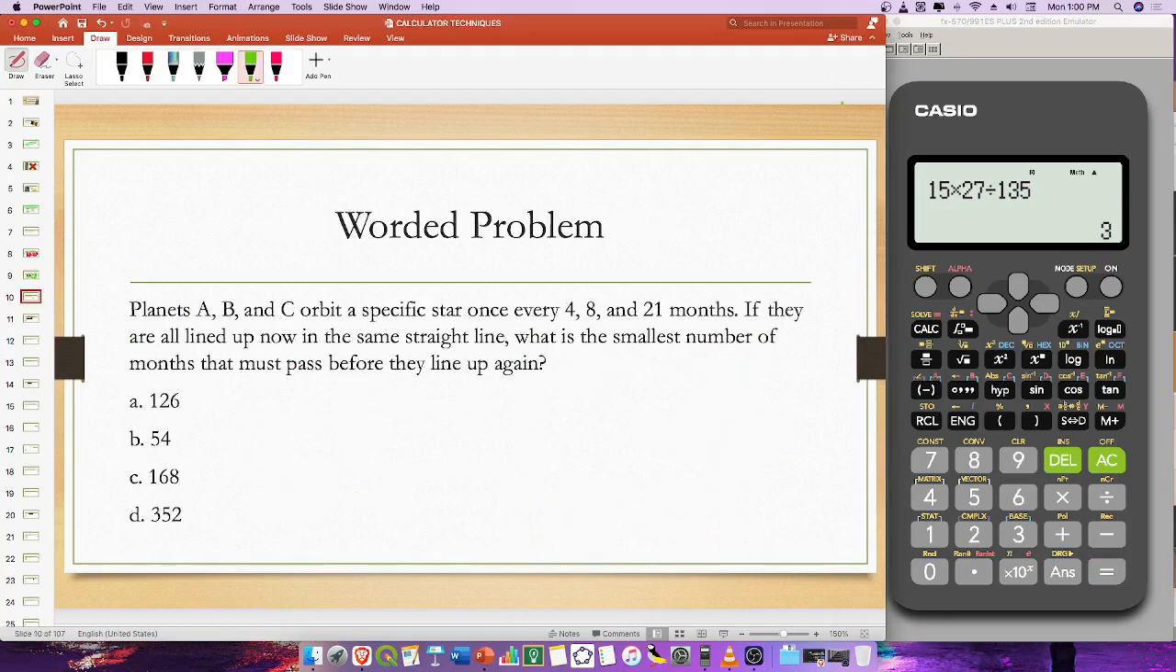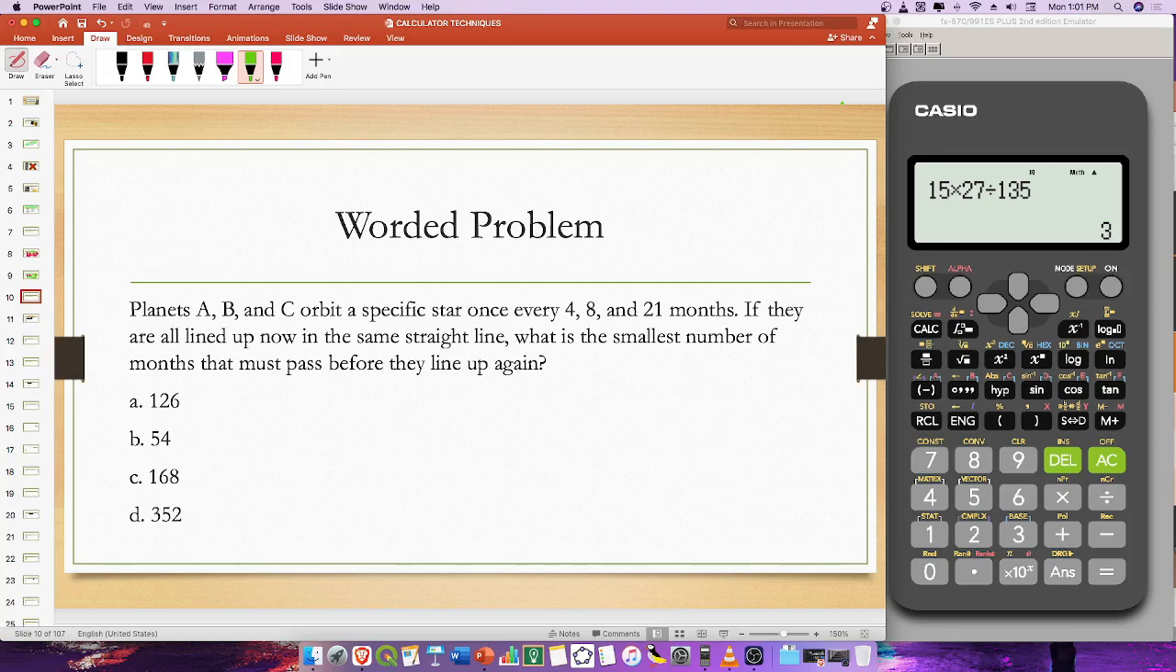Now we go to the worded problem. Let me read the problem. Planets A, B, and C orbit a specific star once every 4, 8, and 21 months. If they are lined up now in the same straight line, what is the smallest number of months that must pass before they line up again? What do you think is the solution here? This is a simple LCM problem.